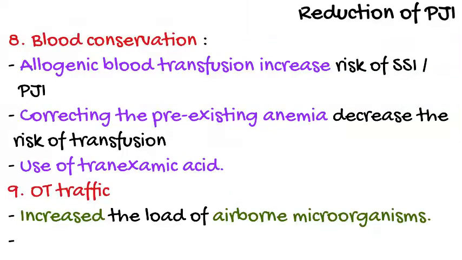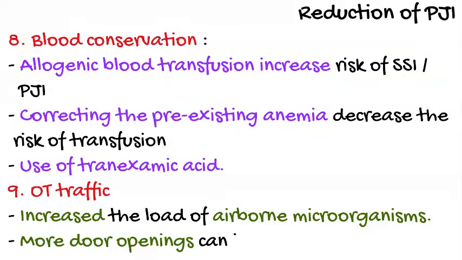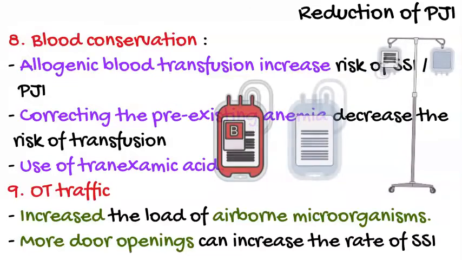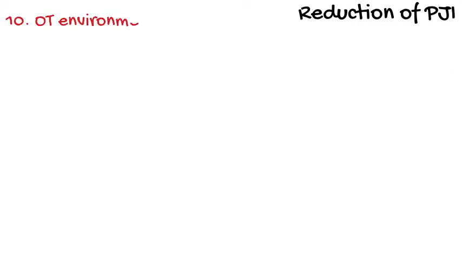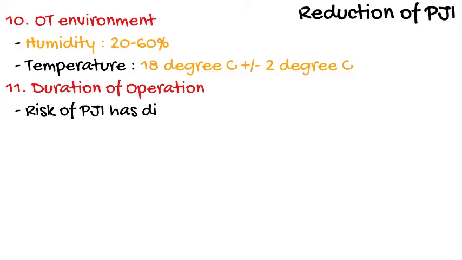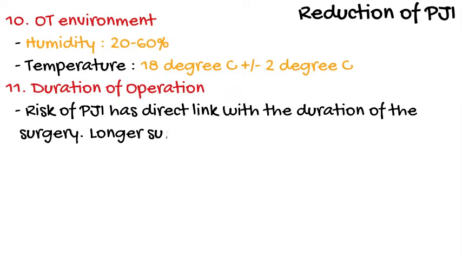Number 9. OT traffic, operation theatre. The higher OT traffic will increase the load of airborne microorganisms. The more door openings, the higher the rate of surgical site infection. Number 10. OT environment. The humidity should be around 20 to 60%. The temperature is around 18 degrees Celsius plus or minus 2 degrees Celsius.